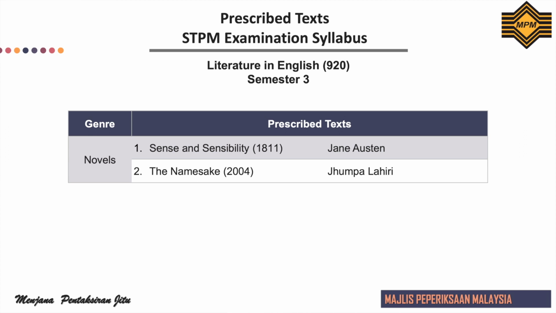Finally, for Semester 3, which is novels, there are also only 2 prescribed texts. The first novel is Sense and Sensibility, written by Jane Austen, originally published in 1811, but the version which we will be using is a 2003 publication. The other novel is The Namesake, published in 2004 by Jhumpa Lahiri.